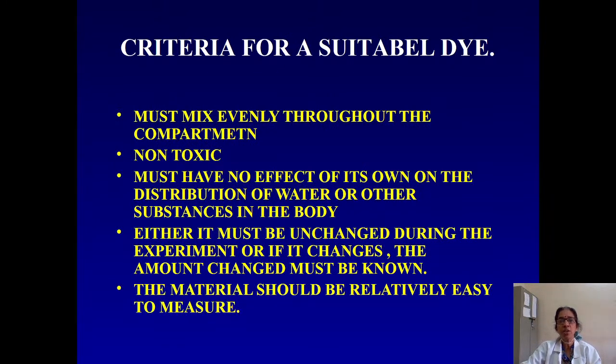it should not change. Even if it is changing, we should know the amount it has changed. So either it must be unchanged during the experiment, or if it is changing, the amount changed must be known. The material should be relatively easy to measure. Isotopes are very easy to measure, so usually those are preferred over dyes. These are the criteria for a suitable dye.